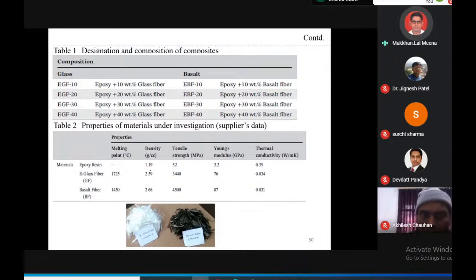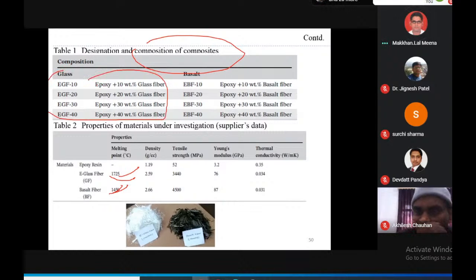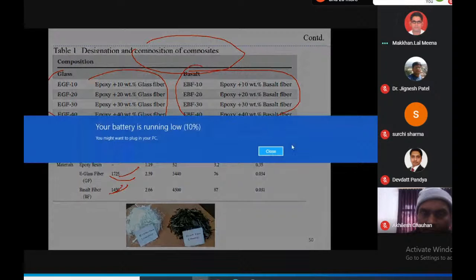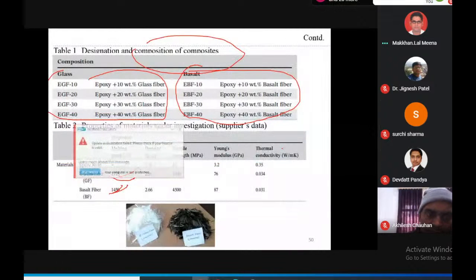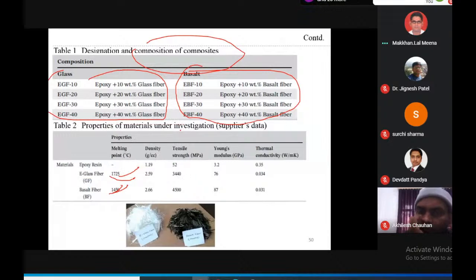So these are the data properties of e-glass fiber, and this is the melting point for glass and for basalt. And this is our composition of composites for glass as well as basalt: epoxy plus 10%, epoxy plus 20, 30, 40, for glass as well as basalt. So this is the e-glass epoxy and this is the basalt fiber.